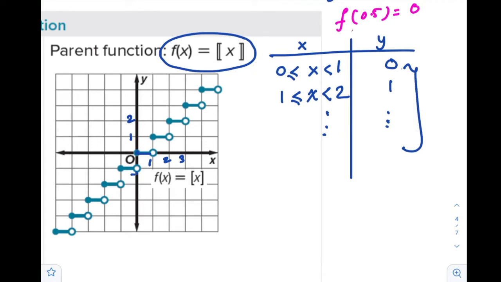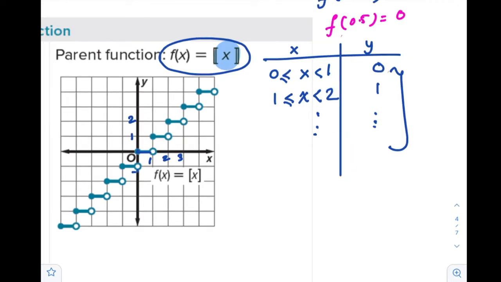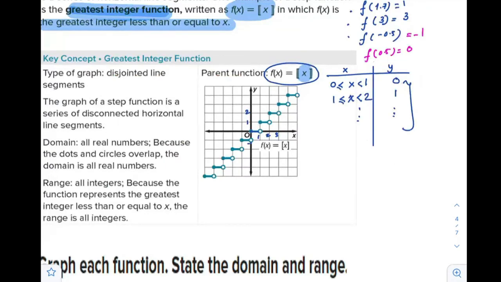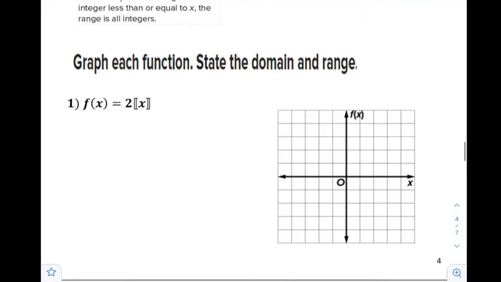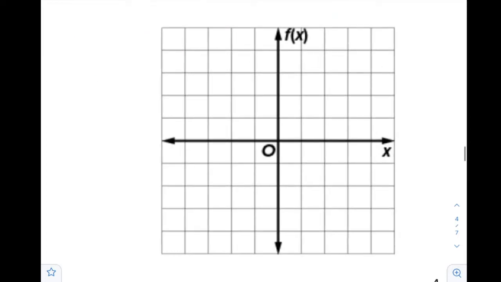The domain is all real numbers since it accepts any value for x. You can put in fractions, negative numbers, 0, whatever. So this is the parent function, and I advise everyone to memorize it because we are going to graph it. Okay, let's now graph each function and state the domain and the range. Instead of generating tables, I would prefer to use the parent function. The parent function was originally this way.